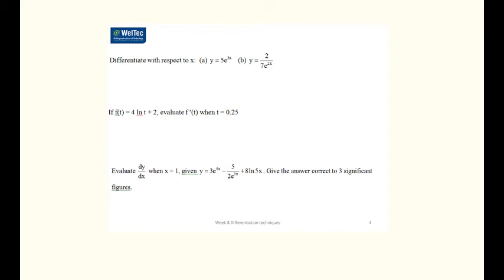If f of t equals 4 natural log t plus 2, there's no product, there's no multiplication there. The last one, there's no product, there's no two functions multiplied together, so there's no reason to use the product rule.